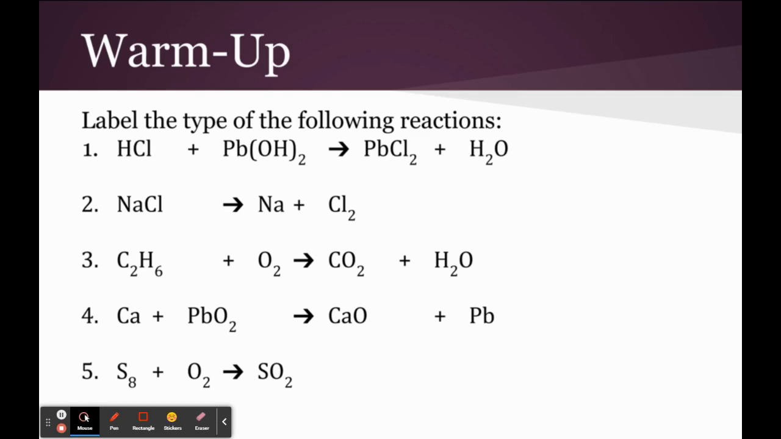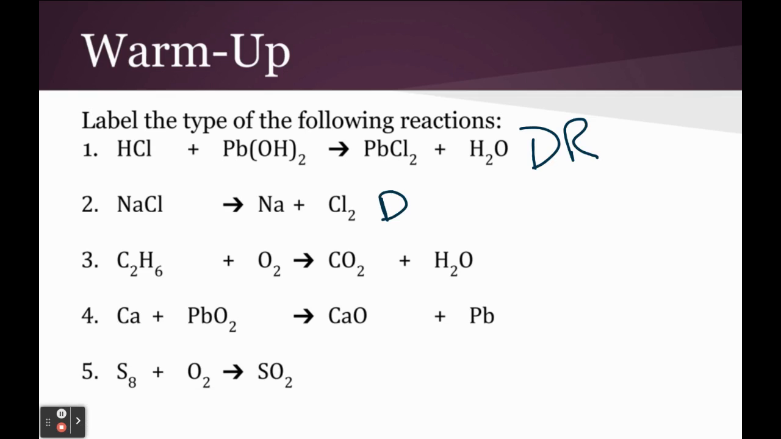All right, number 1 is a double replacement reaction. Number 2 is a decomposition reaction. Number 3 is a combustion reaction. Number 4 is a single replacement reaction. And number 5 is a synthesis reaction.